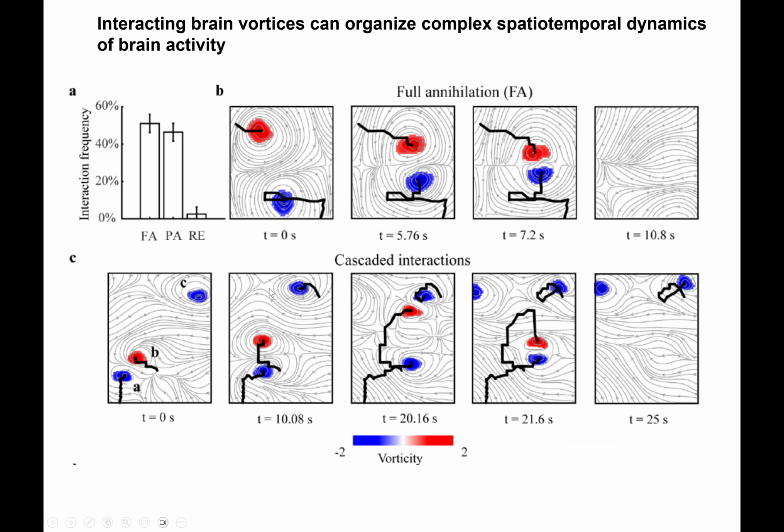Of course, we can have some cascaded interactions. For example, here I have two spirals, and they interact. After interaction, this spiral moves and then interacts with another one. So we can have this kind of cascaded interaction between different spirals. As I've just mentioned, these interactions can organize the surrounding vector fields.